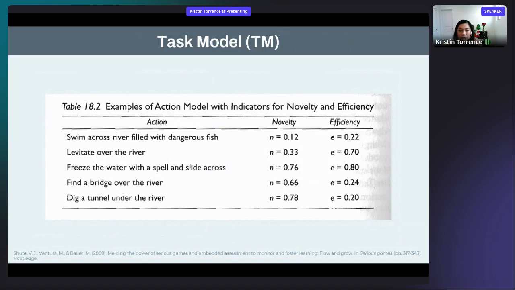And these are really the types of actions within Elder Scrolls Oblivion that the game system tracks and triggers. So swim across a river filled with dangerous fish, levitate over the river, find a bridge over the river, dig a tunnel under the river. Those are just the game activities presented to learners that the system uses to gather evidence of competencies.